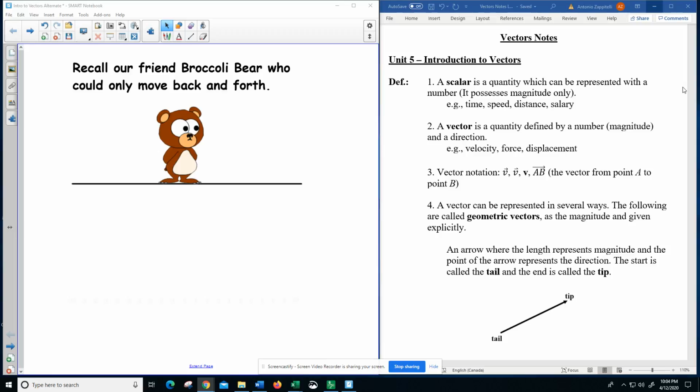So let's try to get an idea of what a vector is and why we need it. I want us to remember our good old friend Broccoli Bear here. And Broccoli Bear in his lair could only move in one dimension. That is, he could only move in a straight line back and forth.